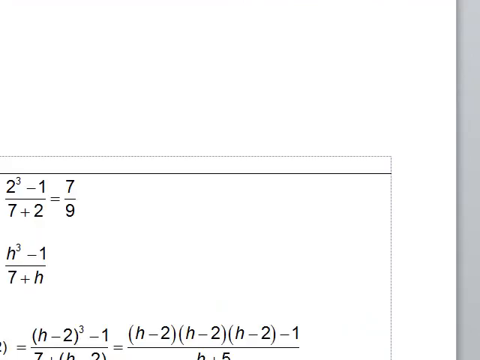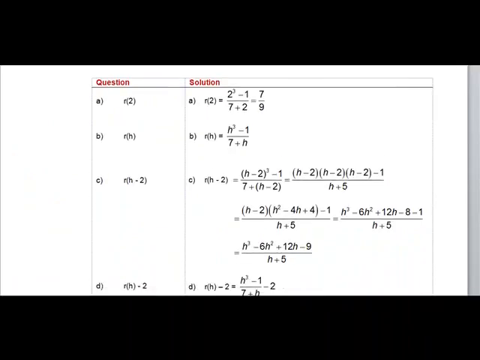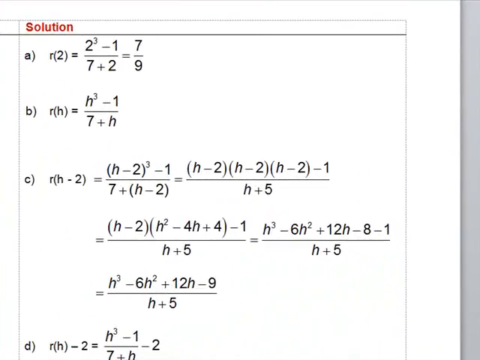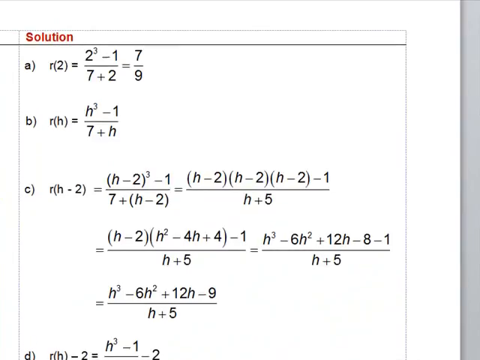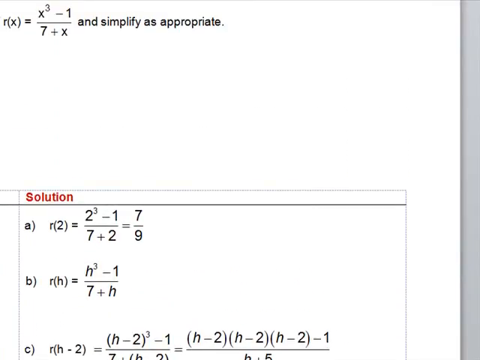And again, this is fairly straightforward. So to do r at 2, remember we substitute in 2 every place we see the x. So remember the function, if I slide back up here, the function was x cubed minus 1 divided by 7 plus x. So instead of x, I substitute in 2, so I get 2 cubed minus 1 over 7 plus 2. If I do the math out, 2 cubed minus 1 is 7. 7 plus 2 is 9.